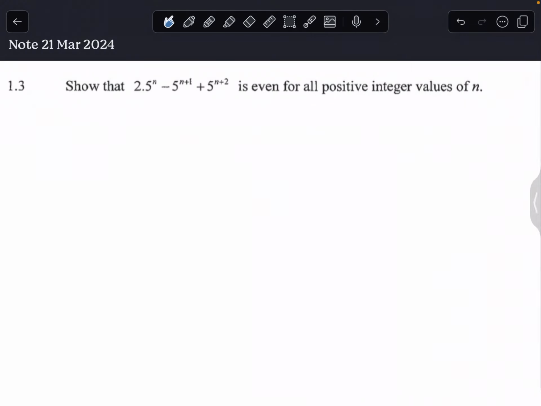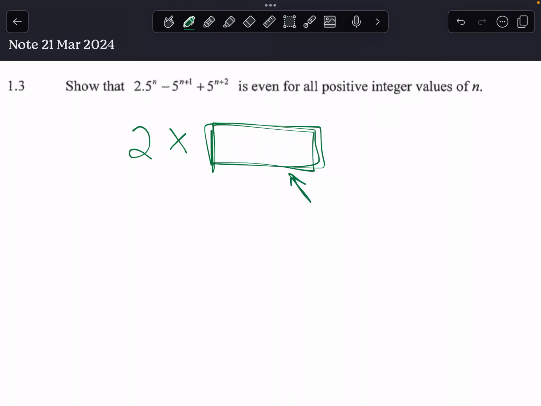So apparently for any positive integer value of n, this expression will always evaluate to an even number. Okay, so how do we show that this is true? What we want to show is that this expression will evaluate to something that's divisible by 2. So if I can show that this can be written as 2 times some other thing, where this thing is an integer.